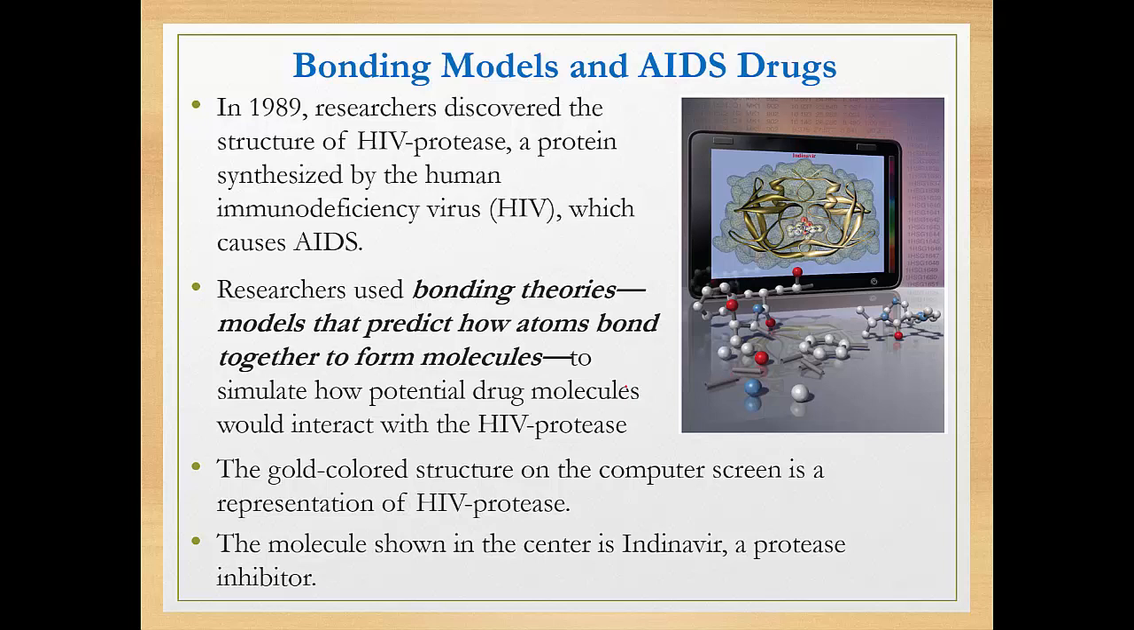So they were able to make predictions on what drugs would be effective to combat this protease and which ones would not. If you look at the picture shown here, the gold structure that looks sort of like a big long maze of gold ribbon represents the HIV protease, and the molecule shown in the center with the red and the white is indinavir. That was a protease inhibitor that was designed and tested to see how it would interact with that protease.